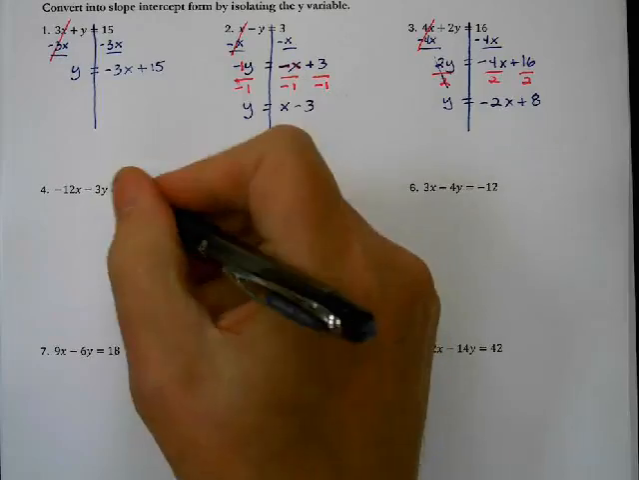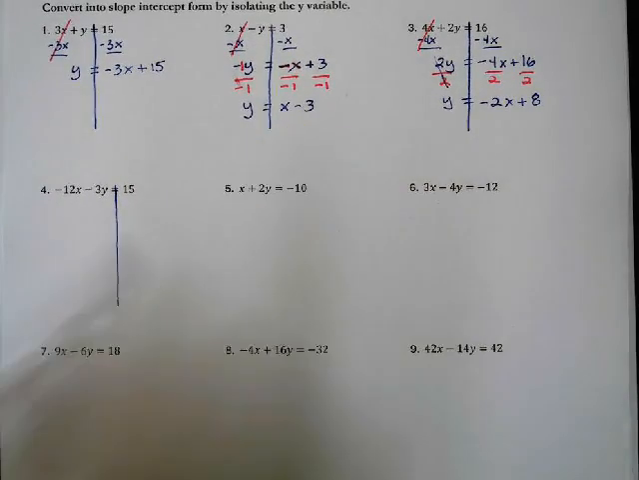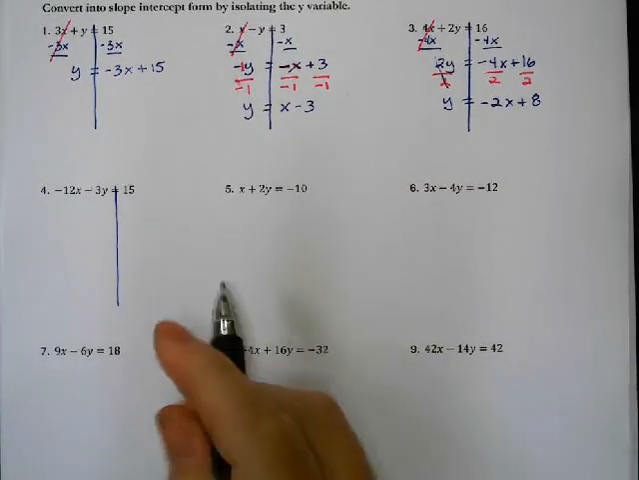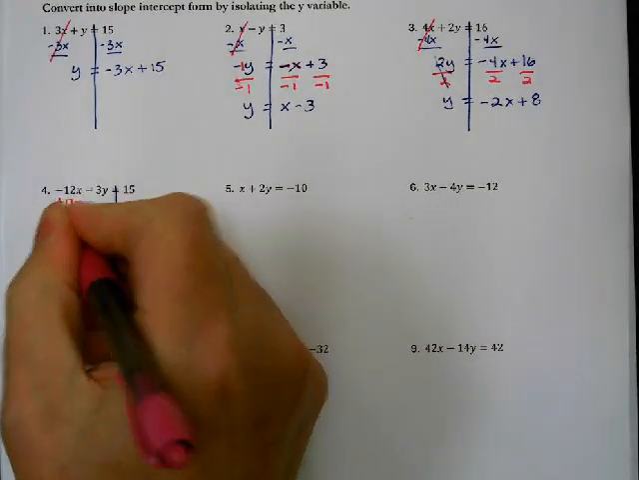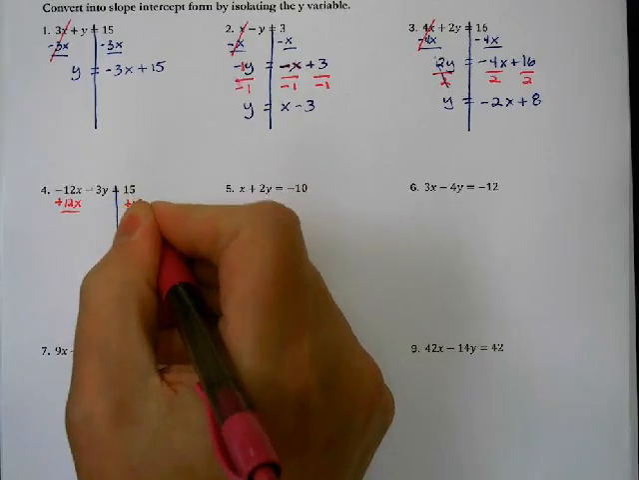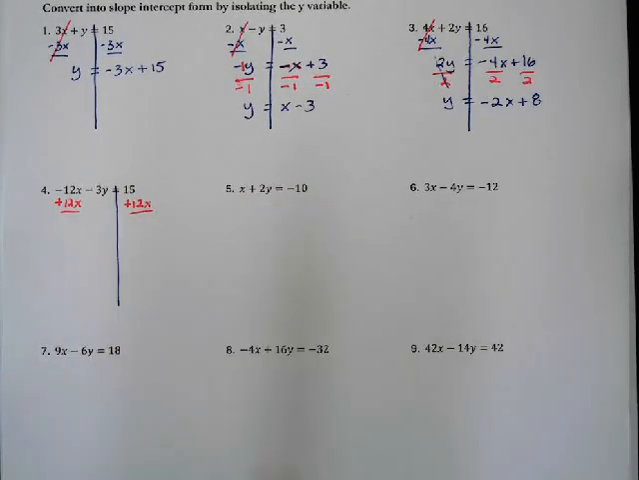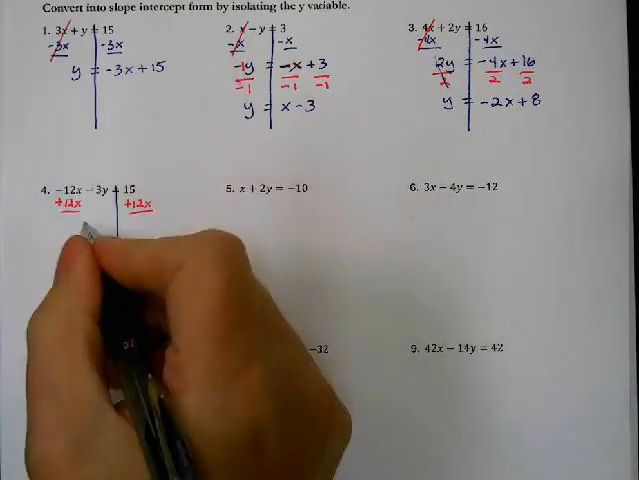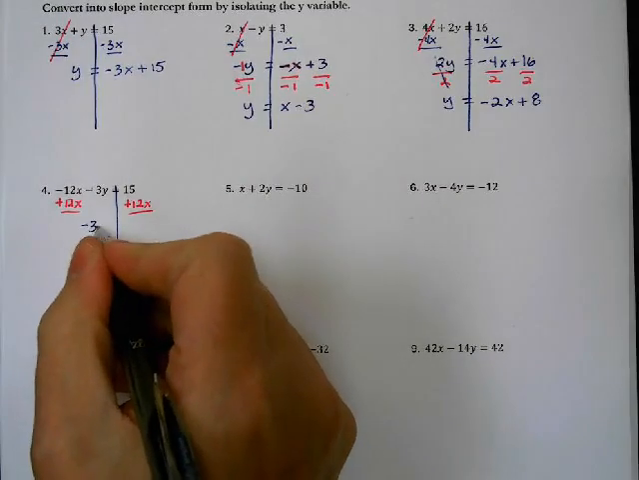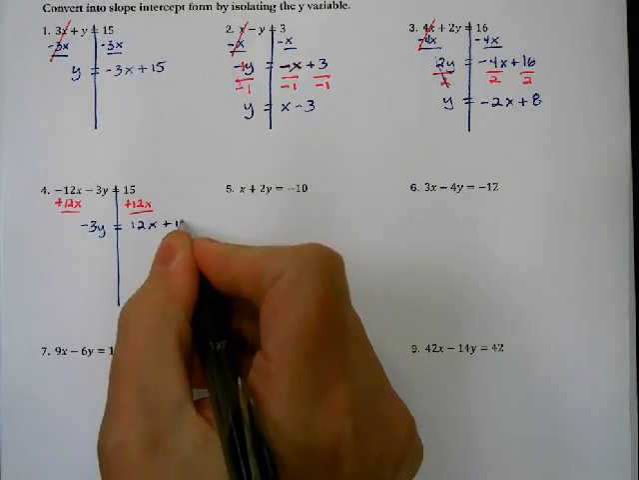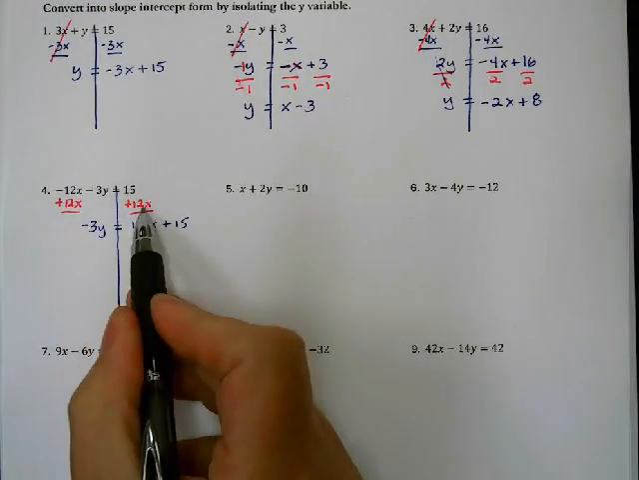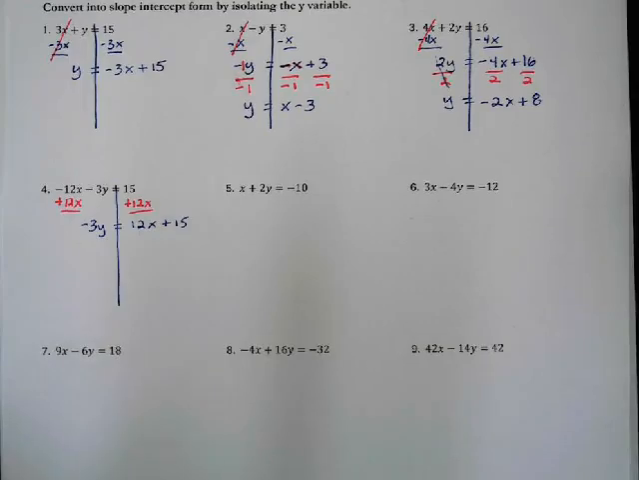So for this one, following along from home, I'm doing a pattern here. I'm going to add 12x to both sides. Have you seen the pattern of how I do this? I usually move the x term first, and then whatever the coefficient of y is, I get rid of that. So that leaves me with -3y equals 12x plus 15. So there's a little bit of a pattern here. I move the x term, and now I get rid of the coefficient of y.